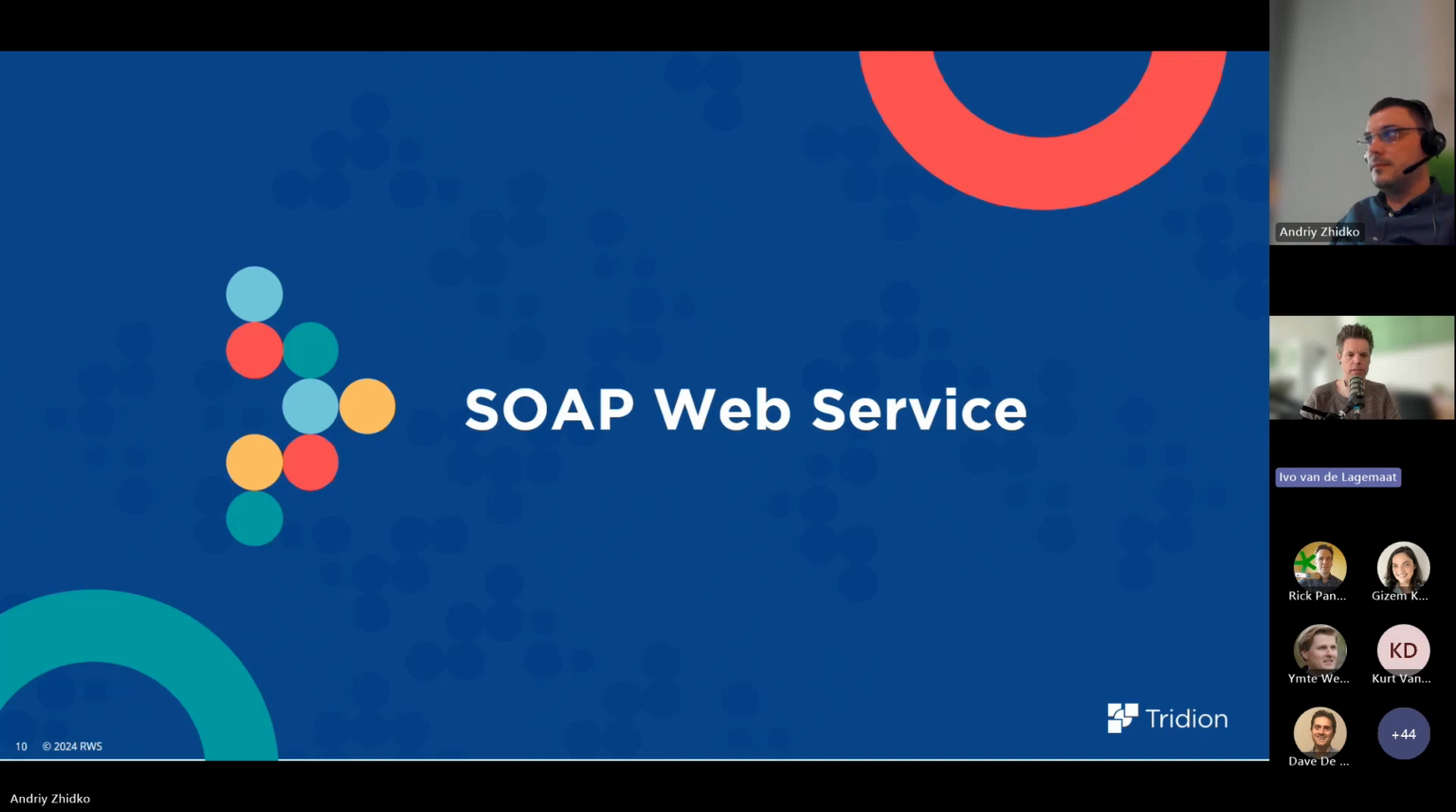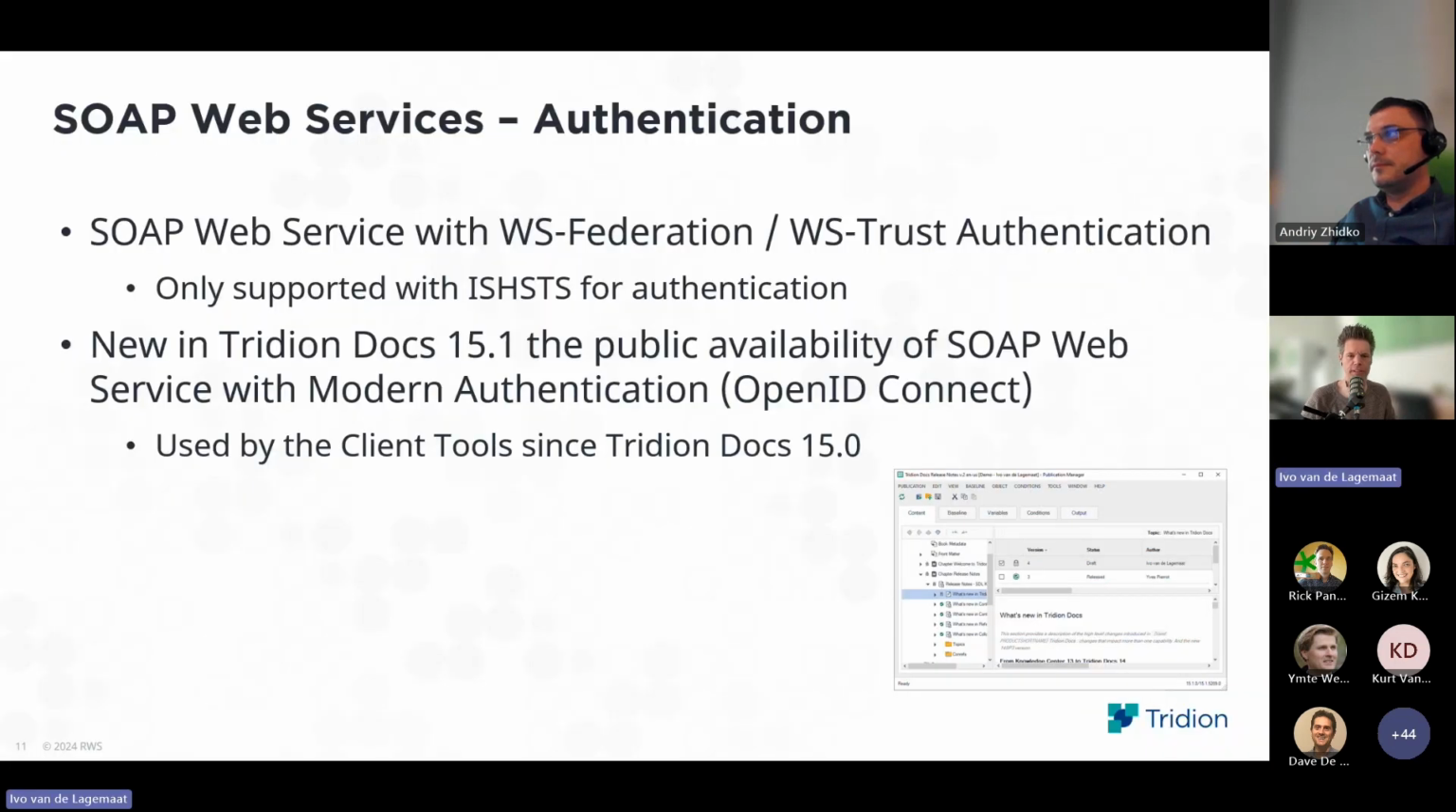Thank you, Andriy. So let's talk a bit more about the SOAP web service that we currently have. As you probably know, we have had the SOAP web service for a very long time already, and it is mainly exposed through the WS Trust, the WS Federation authentication. But during our way of modernizing the authentication in Tridion Docs with the 15th release, we also did it on the SOAP one as well, and it was mainly used by our client tools.